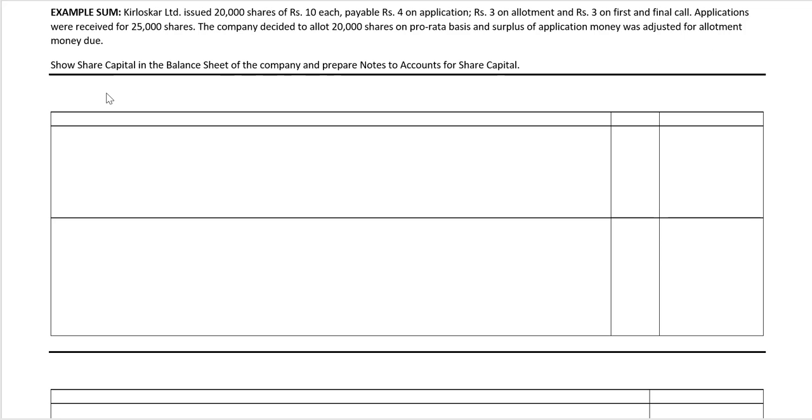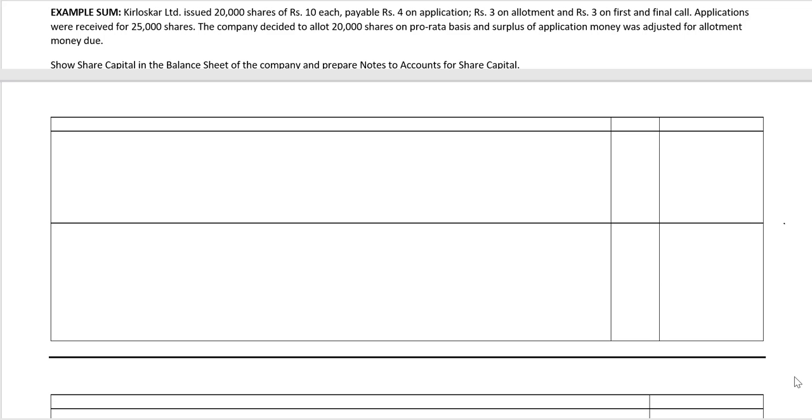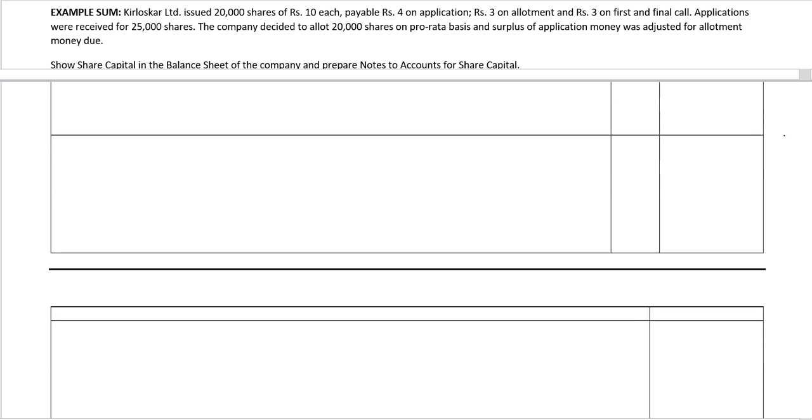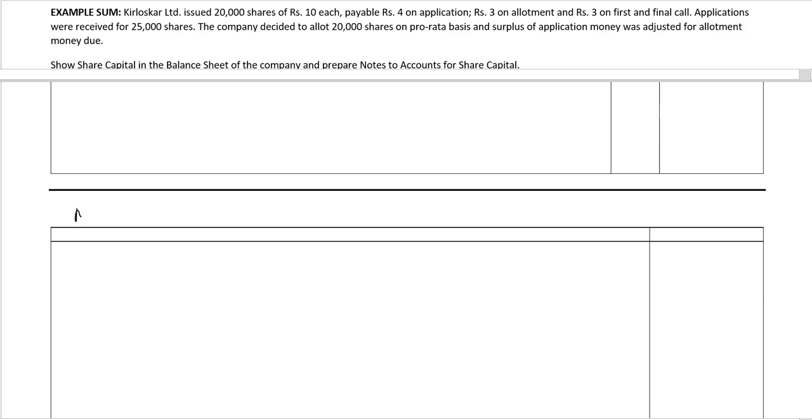money due. We are asked to show share capital in the balance sheet of the company and prepare the notes to accounts for share capital. So let's go ahead with the solution. We will leave space for the preparation of the balance sheet and go ahead with preparation of notes to accounts.